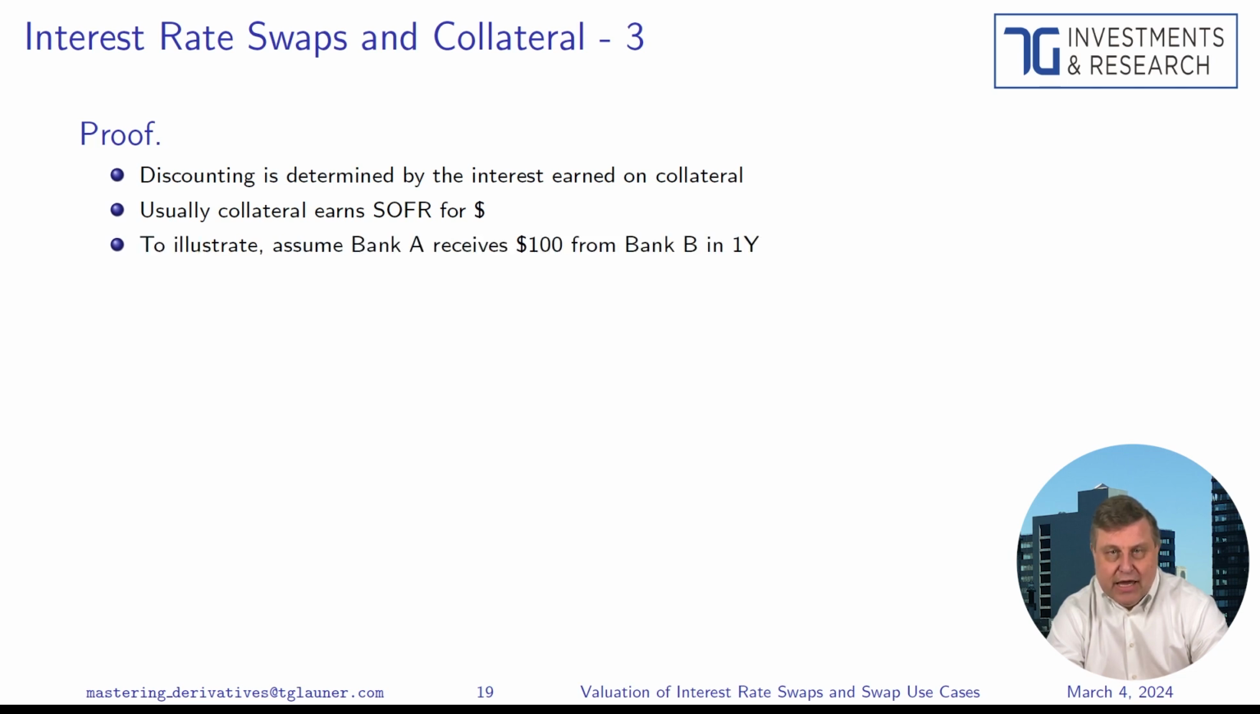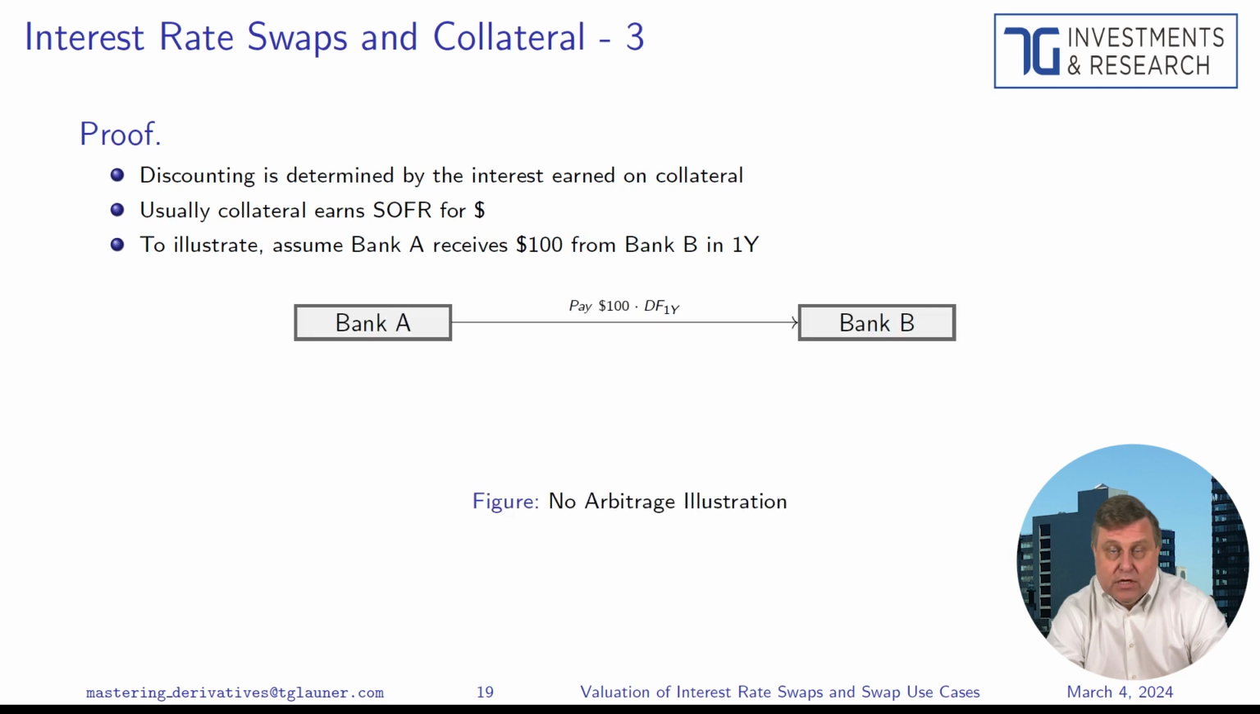Suppose Bank A will receive $100 from Bank B in 1 year through their derivatives contract. The present value of this future payment depends on applying an appropriate discount factor, what we denote as DF 1 year. Bank A will pay this amount as it's the price of $100 times the discount factor for a flow in 1 year.